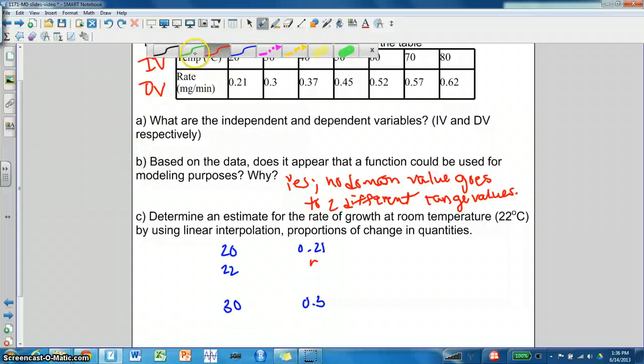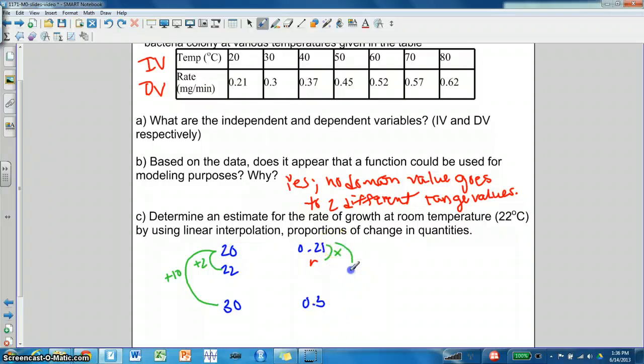So R is going to be our unknown. Okay, well, let's just look at the change here. And again, calculus is all about change. We have to get into that mindset. So from 20 to 22, that's a change of positive 2. Okay, and the other thing we know is from 20 to 30, that's a change of positive 10. Okay, now whatever we do on this side for proportions, it's going to be the same on this side. So this is some unknown change x, and from 0.21 to 0.3, that's a change of plus 0.09.